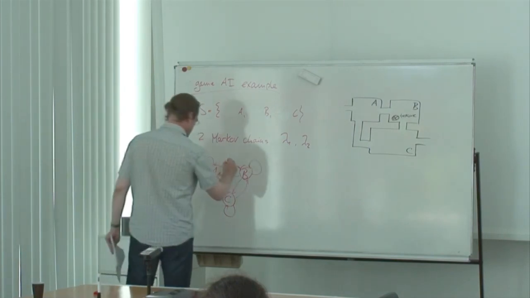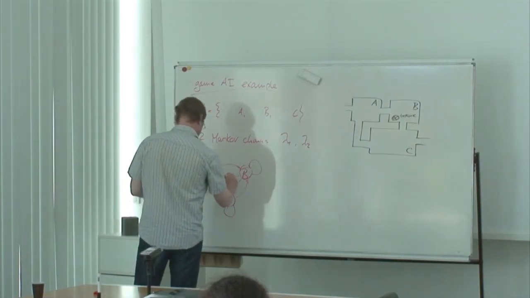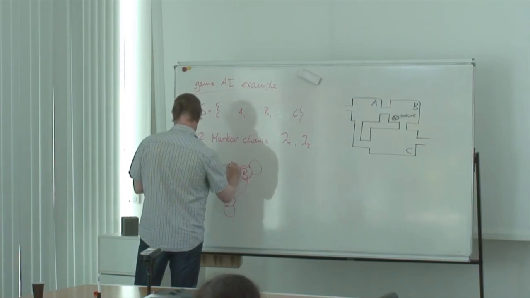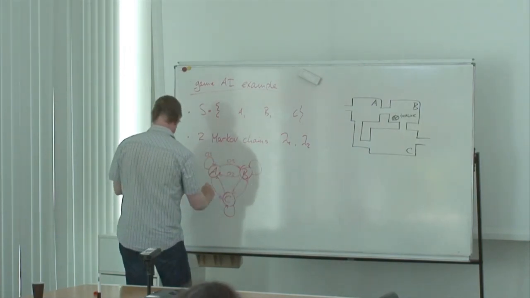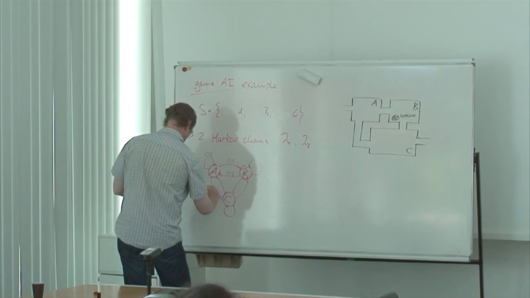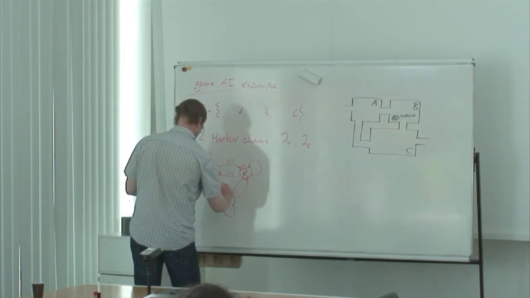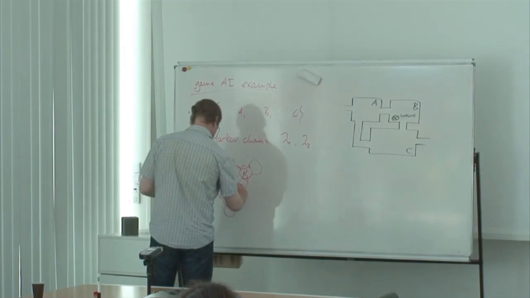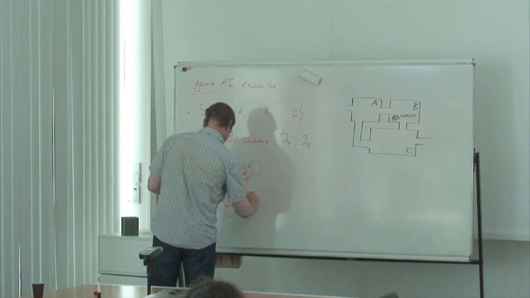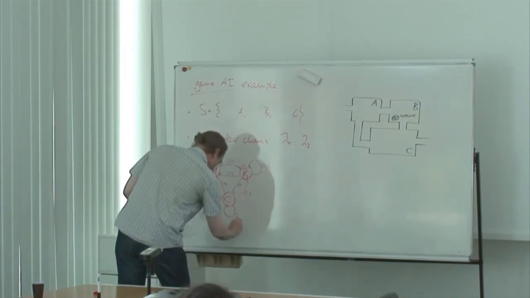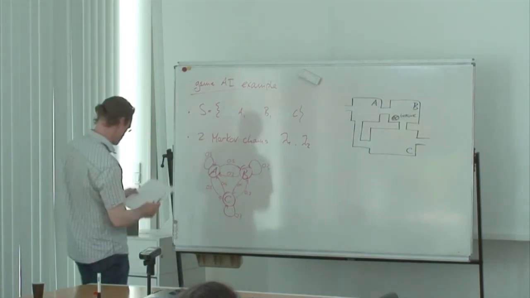Now let me, ever so briefly, add numbers to that. 0.2, and this is 0.5, 0.3, 0.2, 0.5, 0.5, 0.2, 0.3, 0.3. Are we good? Yes.